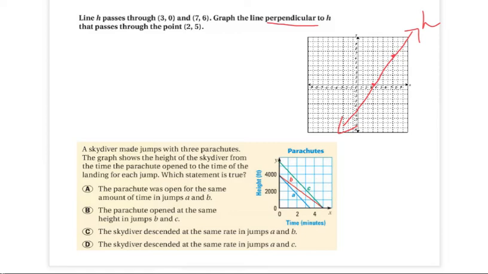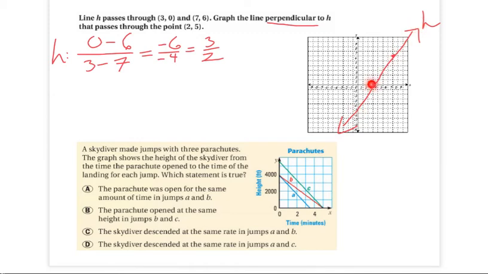Alright, this is the work that I got for the slope. So you can see that I got a positive 3 over 2, which makes sense, because if I count up 3 and over 2, I get from point to point. And next I need to find the slope that's perpendicular to 3/2.